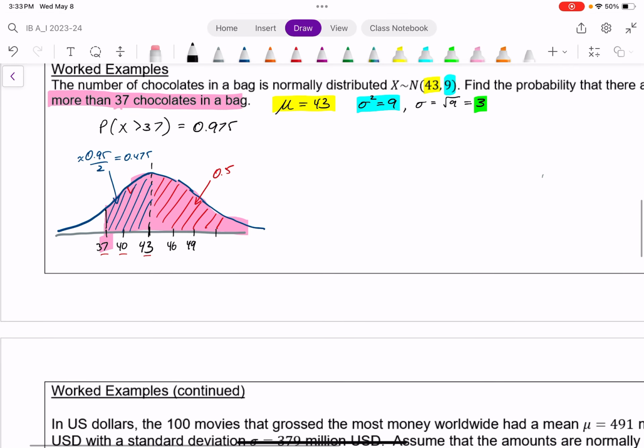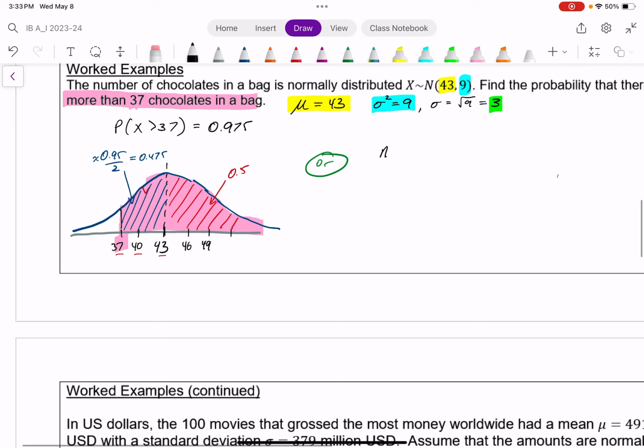Another option is use our GDC, which we kind of have to use if we're not given data or values like this that just happen to be right on a standard deviation. So we need to be familiar with our GDC, and quite often on most GDCs, they call it the normal cumulative distribution function. And so this is the function we tend to use the most. And to use this on our GDC, we need to know a few things.